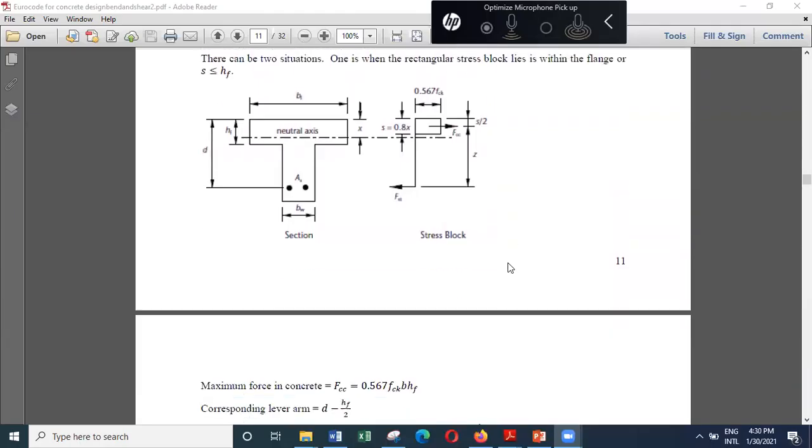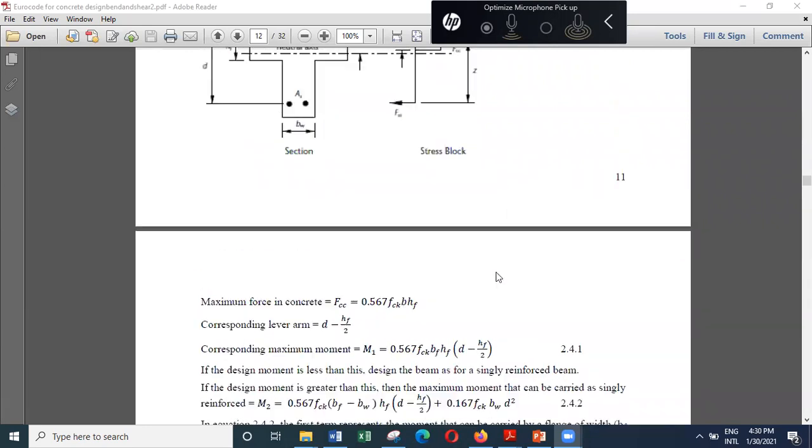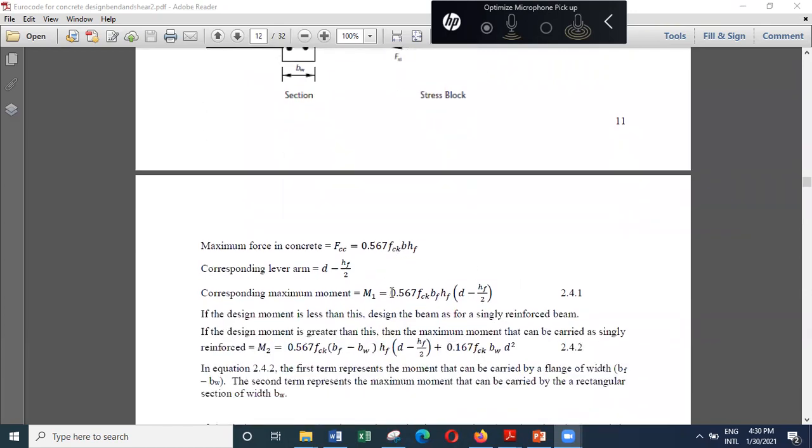So you can have a situation where the maximum moment with the whole area of the flange in compression is given by this equation. And if the design moment is less than this, design the beam as for a singly reinforced beam of rectangular shape. If the design moment is greater than this, then the maximum moment that can be carried as singly reinforced is given by this expression that I have just shown you.